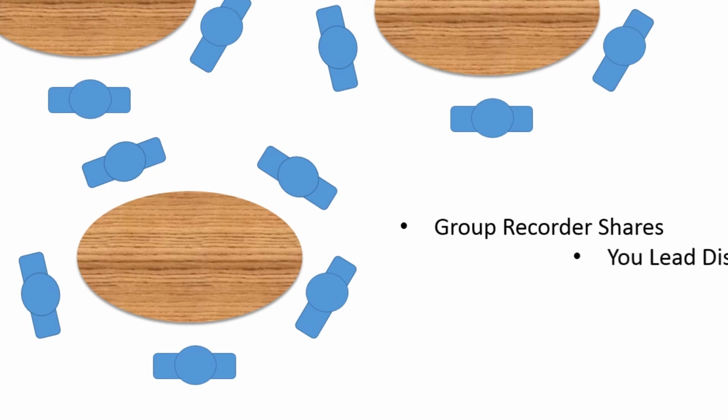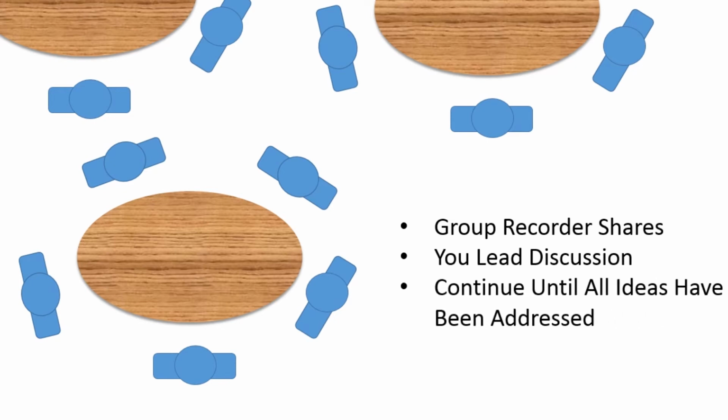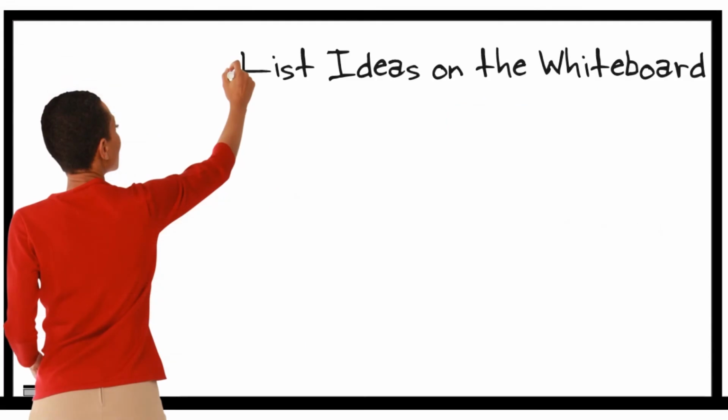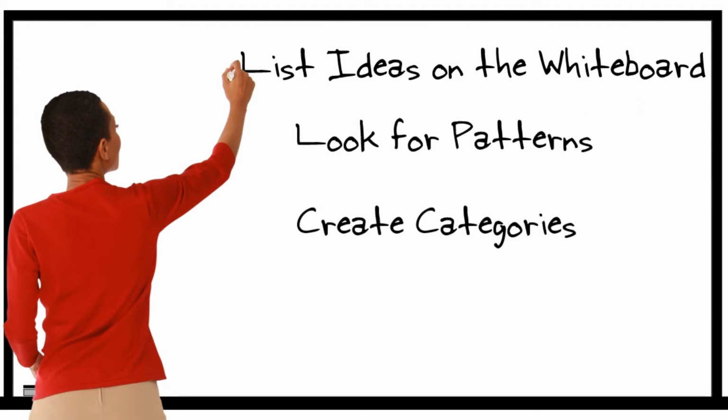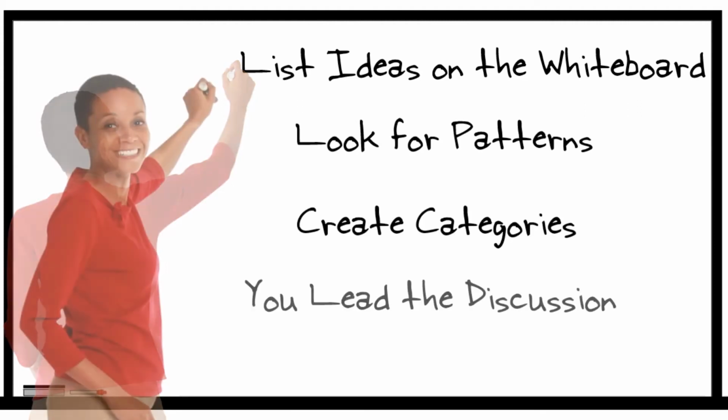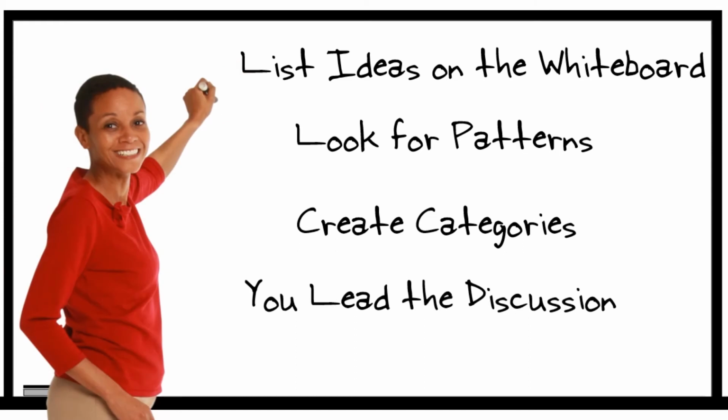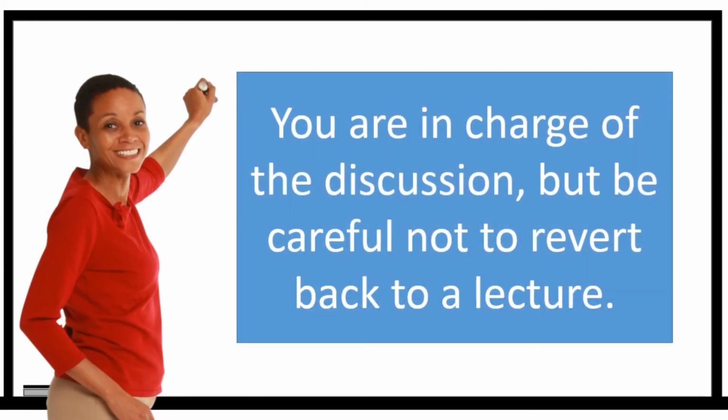After students have generated ideas, ask the recorder in each group to share one of their responses. From that response, you can lead a short discussion. Continue this technique from group to group until all their ideas have been addressed. You may choose to list their ideas on the whiteboard under predetermined rubrics or look for novel patterns or categories to develop. After the idea generation phase, you are fully in charge of guiding the discussion, but the intent is not to revert to a lecture.